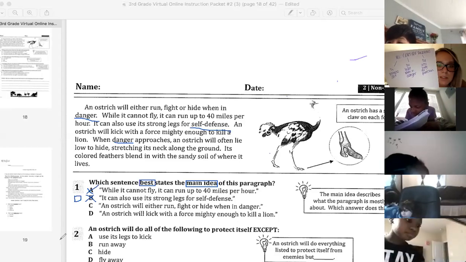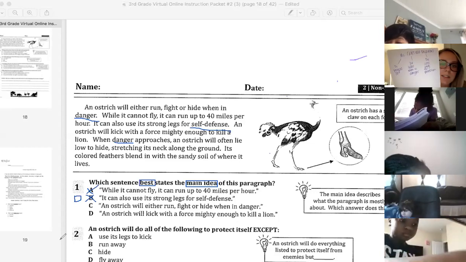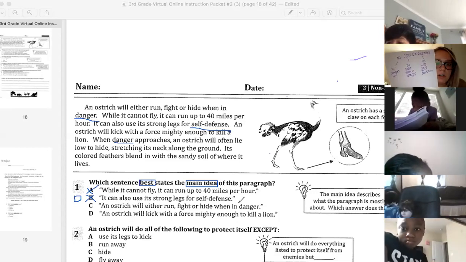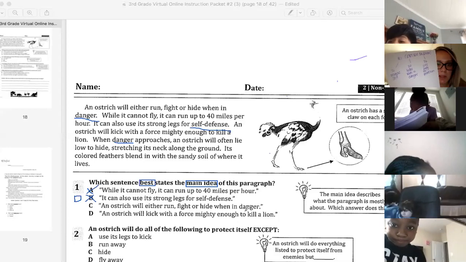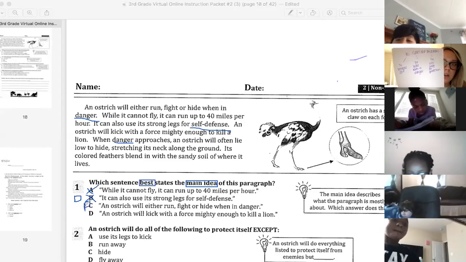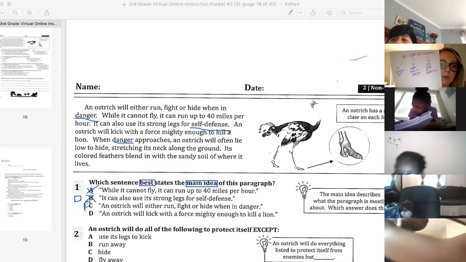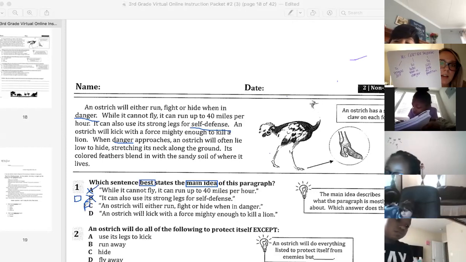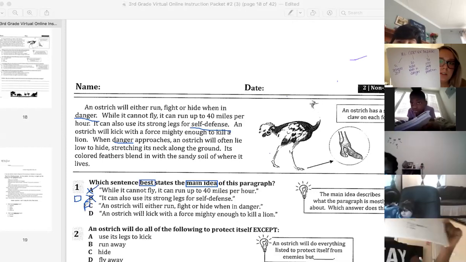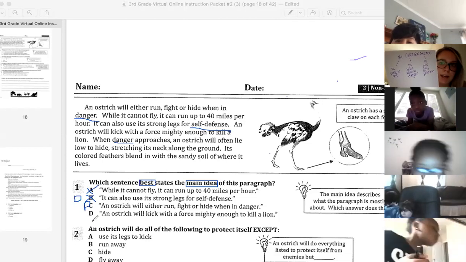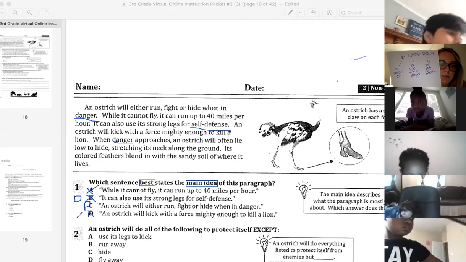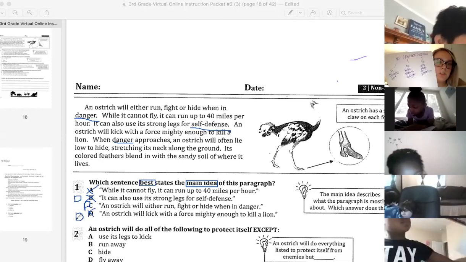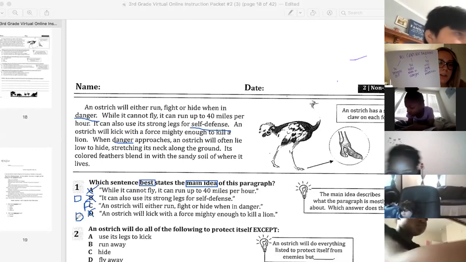C says an ostrich will either run, fight, or hide when in danger. So this is overall telling me some of the things that they do when they're in danger. And then it goes and tells me what they do. So C is going to be a possible answer. D, an ostrich will kick with a force mighty enough to kill a lion. Okay, well, the whole passage didn't tell me about its feet and its legs being mighty enough to kill something. So I'm going to cross off D, but you know what? That's also a detail. So if I wasn't sure if C was the answer, this is just reinforcing that it is.